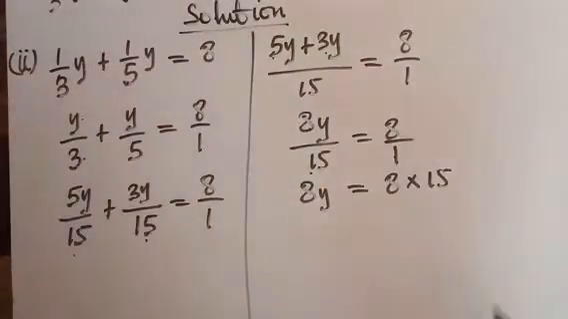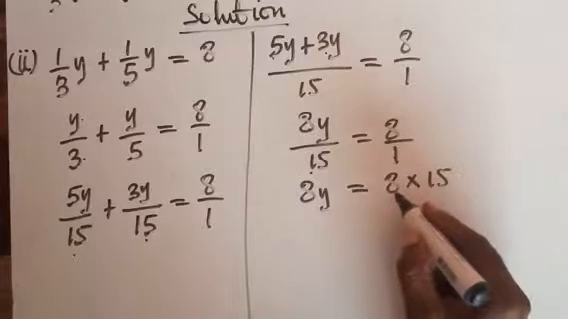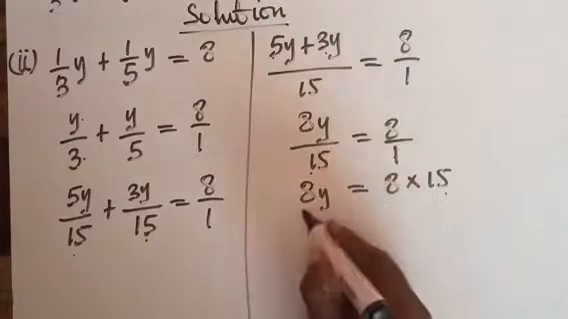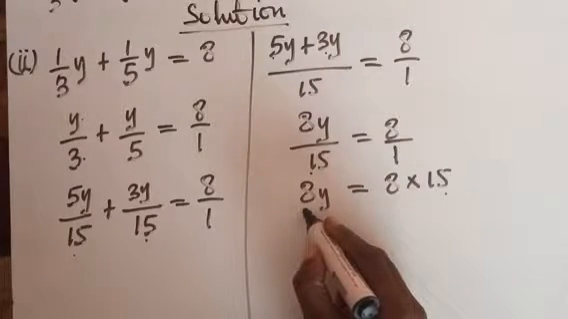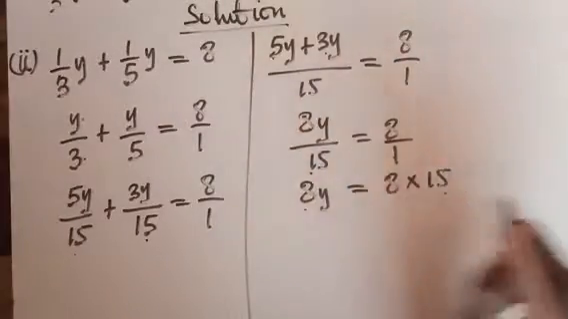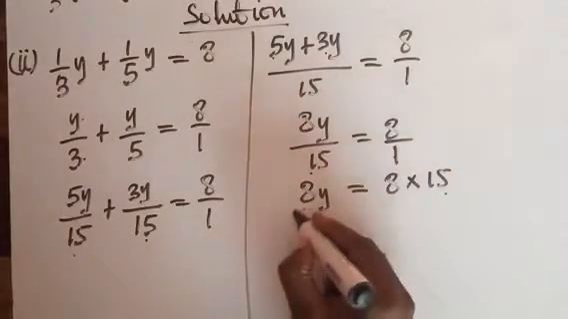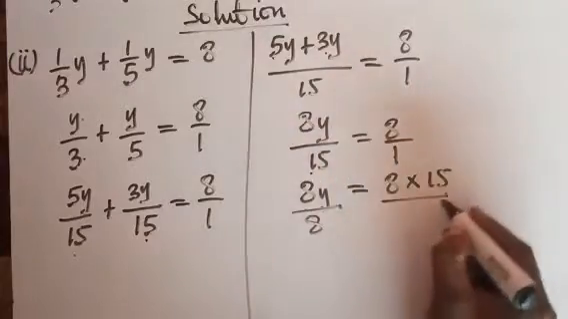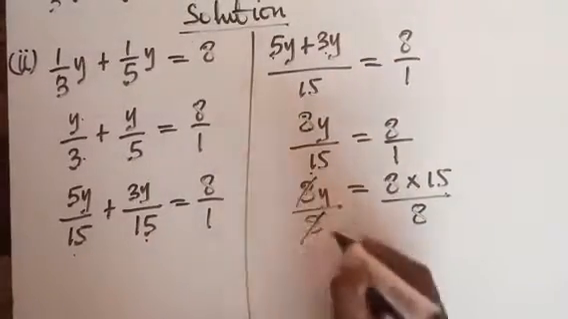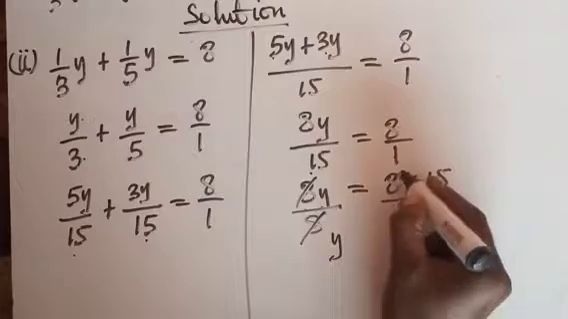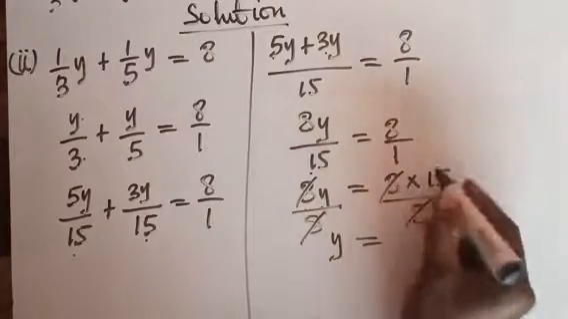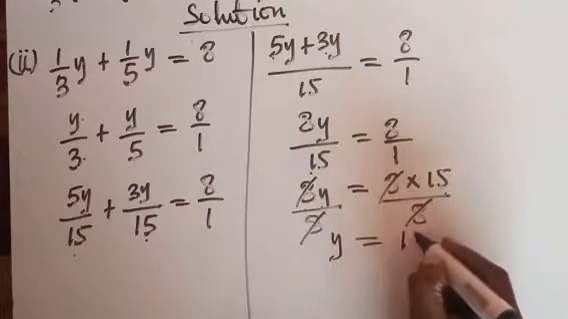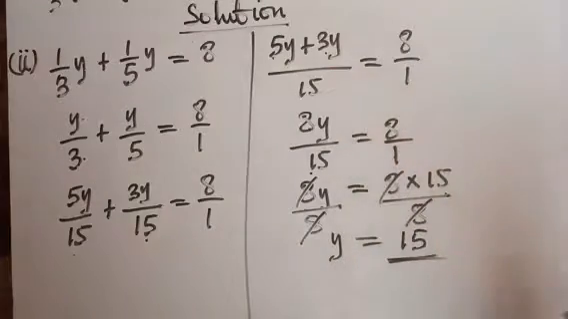In this case, I have to be fast. I don't need to multiply 8 by 15 because there's 8 here. So somebody will say divide through by 8. I need y, so I divide here by 8 and divide here by 8. So 8 will cancel 8. Y here equals, so it has cancelled this 8, I'll be left with y equals 15.